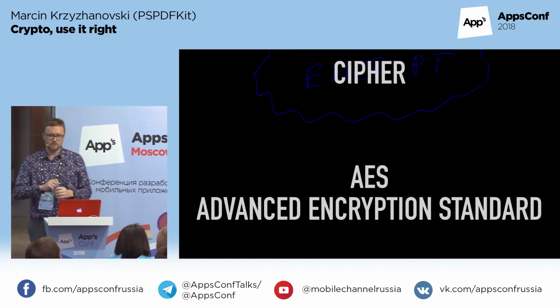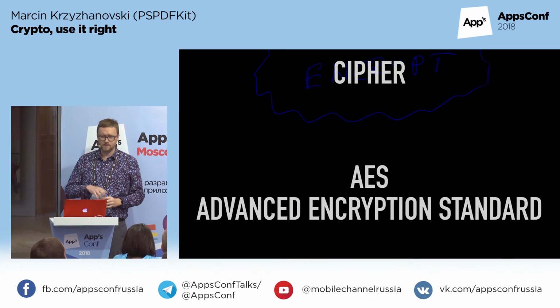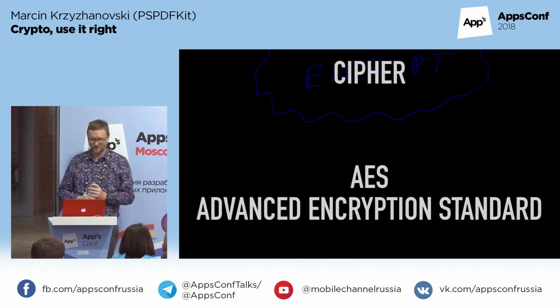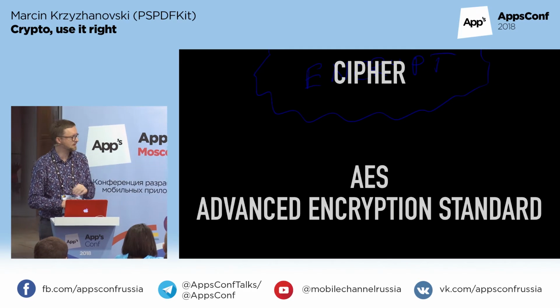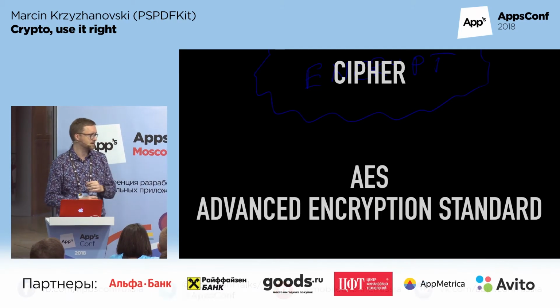This magic box that does the encryption is a cipher. It's an algorithm that is designed. You do not come up with your own. You just use the ones that are widely proven to be secure. The most popular and at least mathematically proven is the Advanced Encryption Standard.